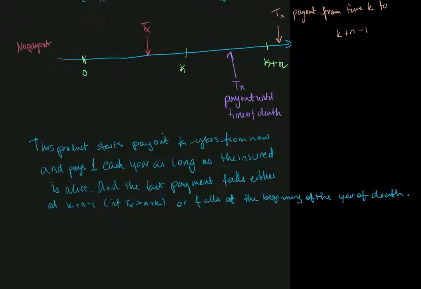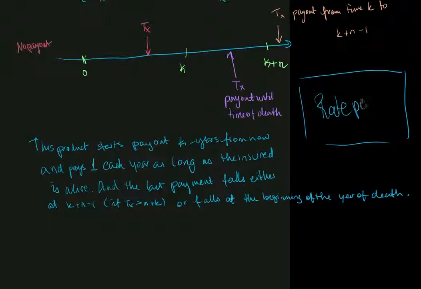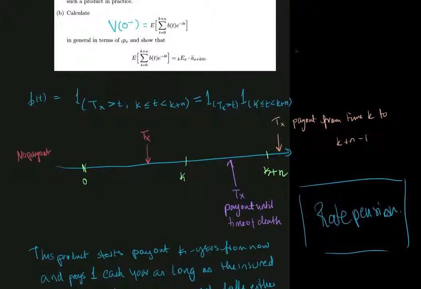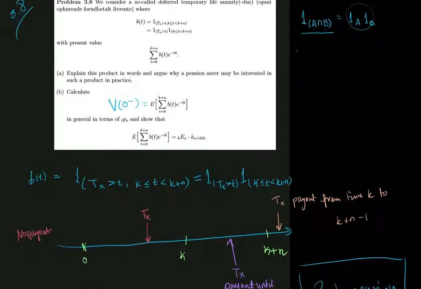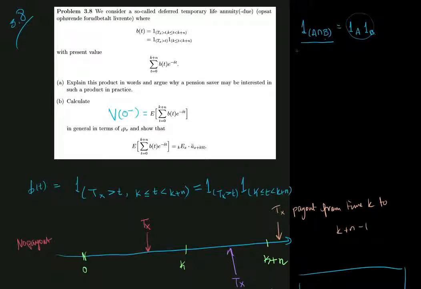And this is what we call in Danish ratepension. Often ratepension will allow you to receive payout for n equal 10 or 15 years, and then no more payout afterwards. So what is the reason that somebody would be interested in such a contract where we only receive payout for a limited number of years and not until death?